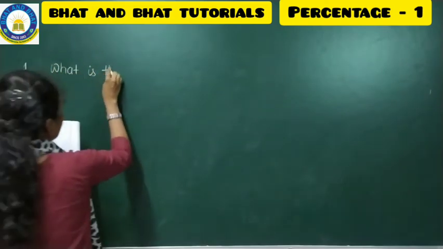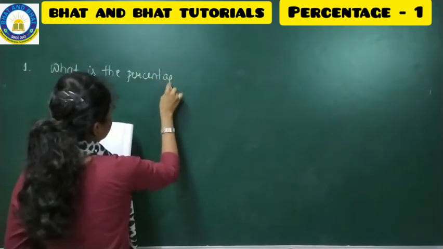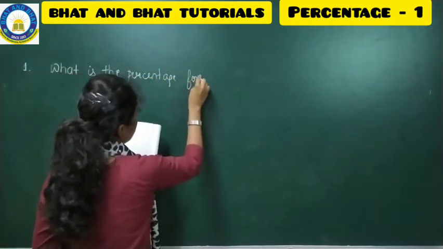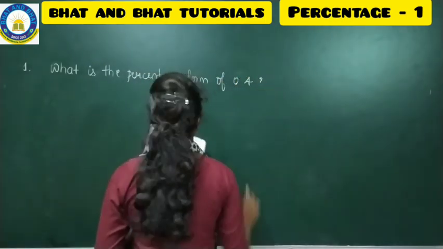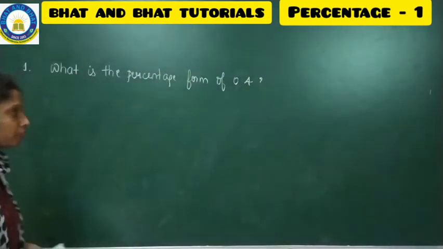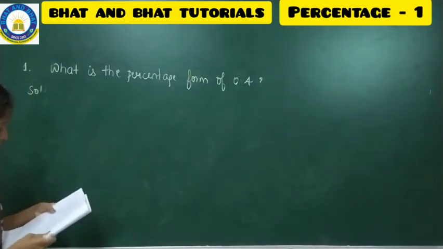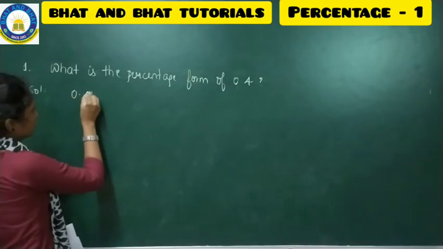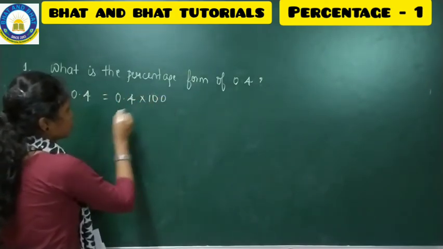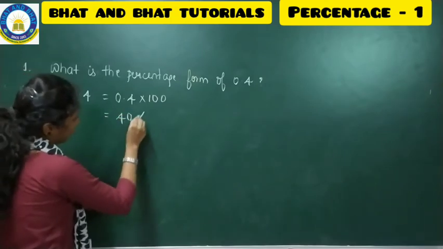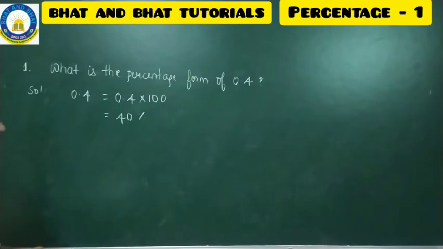What is the percentage form of 0.4? So where you have to express 0.4 in the percentage form. So let me go with the solution now. So 0.4 is equal to 0.4 into 100, which is equal to 40%. That is 100 into 0.4, you will get 40.